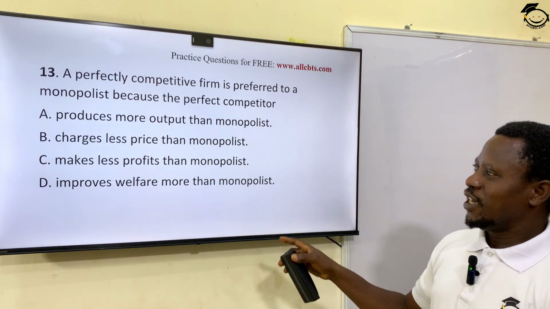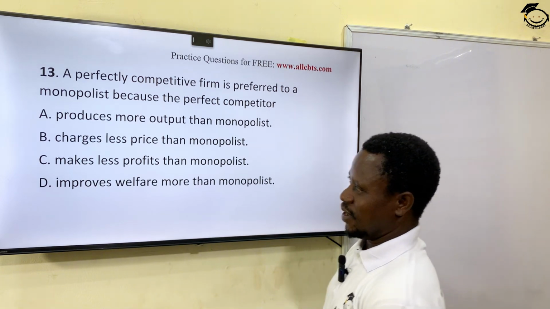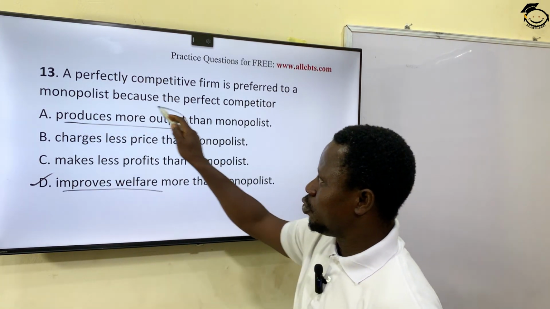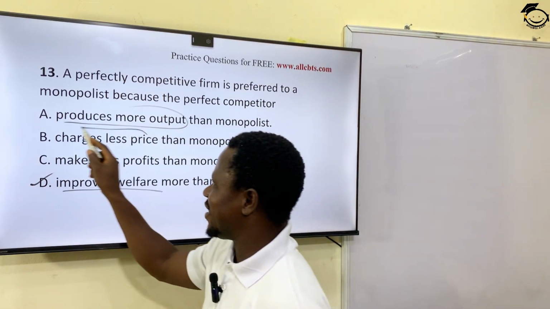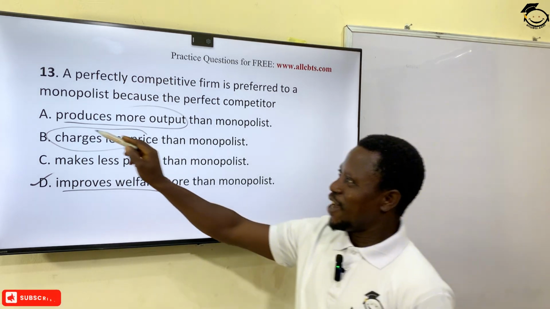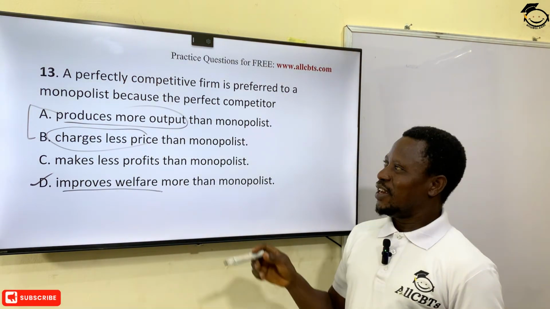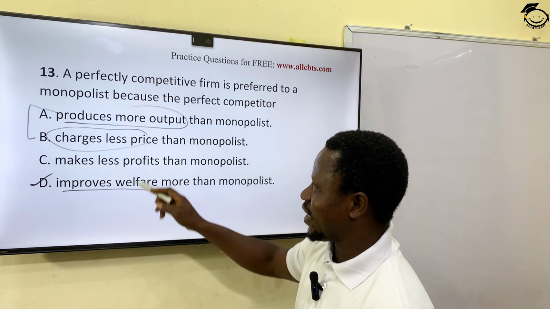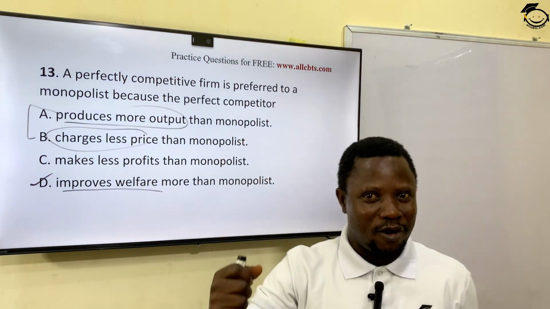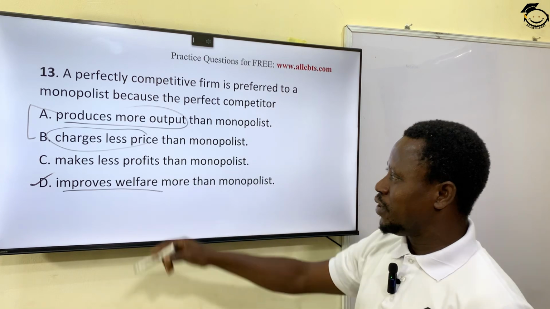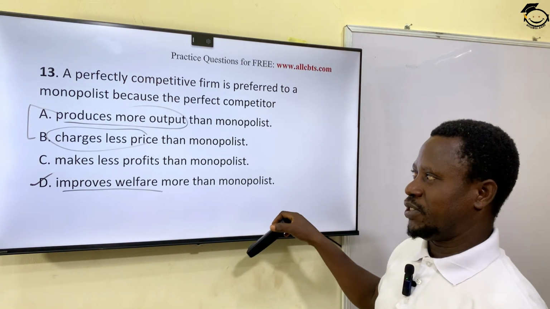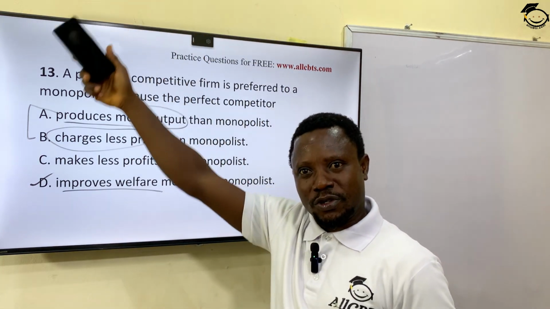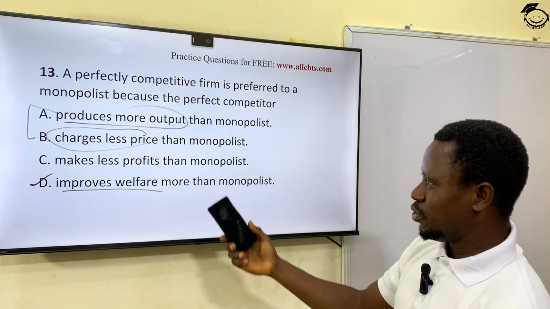If you ask me, the best alternative answer for this question is D. Somebody will say, why did I choose D? It says it improves welfare. How? One, they produce more output. Two, they charge less price. So A and B are positive, going for the perfect competitor. If they produce more, there are more goods to be enjoyed by the citizens. If they charge less, it encourages the purchasing power of the citizens to buy more, to consume more of the product, and to enjoy a better life. So it's improving the welfare of the people more than monopolies. Monopolies will produce less and charge a higher price. With a higher price, people cannot enjoy the product, and because of limited supply, it will be scarce. So the most correct answer here is option D.